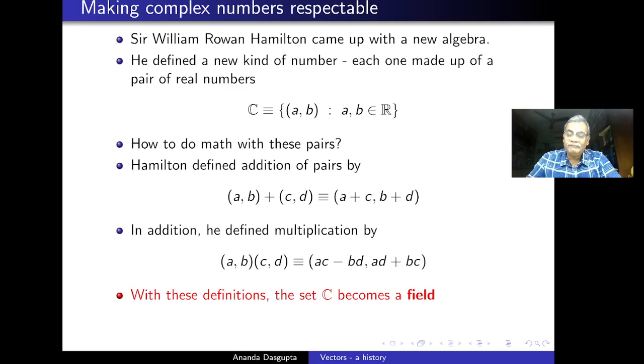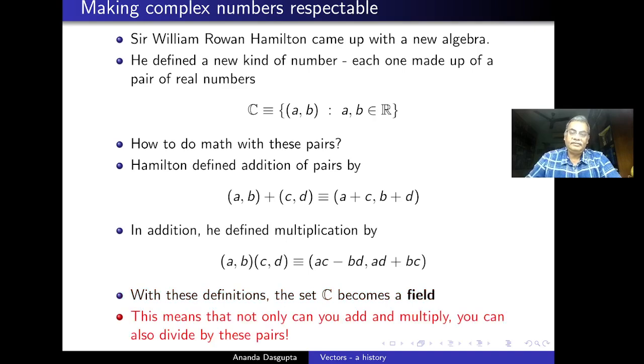Now, what is very important is that once these definitions are accepted, this set C becomes a field. Not only can you add or multiply such numbers, you can actually divide by them. So these pairs allowed division.